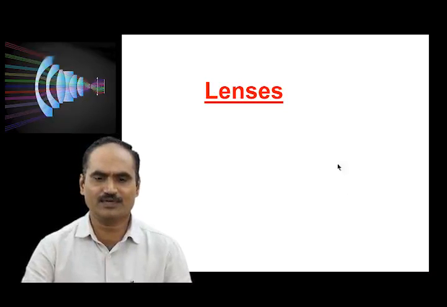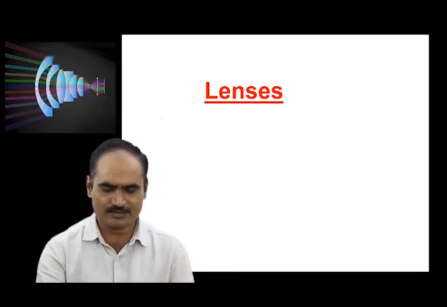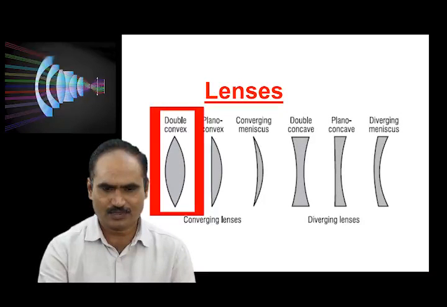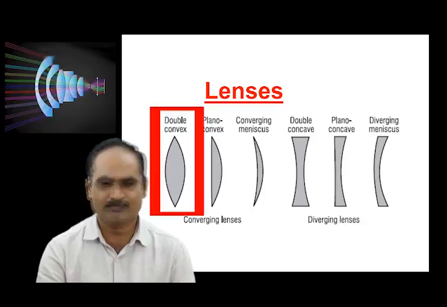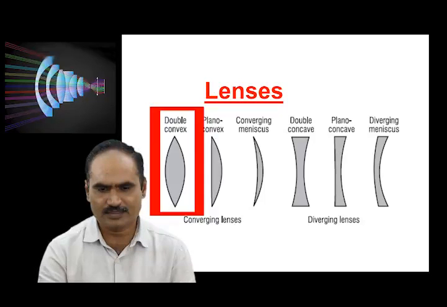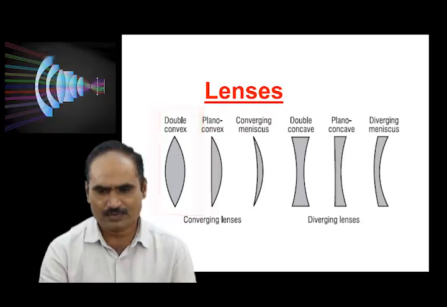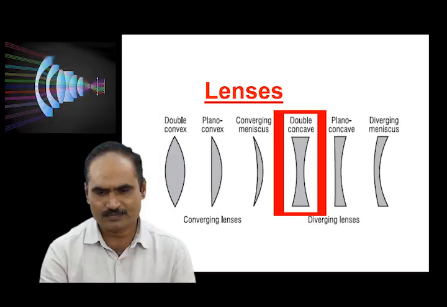Lenses. There are different types of lenses. The first one we come across is a convex lens, right? The convex lens is also called a biconvex lens. You can see here a concave lens like this.